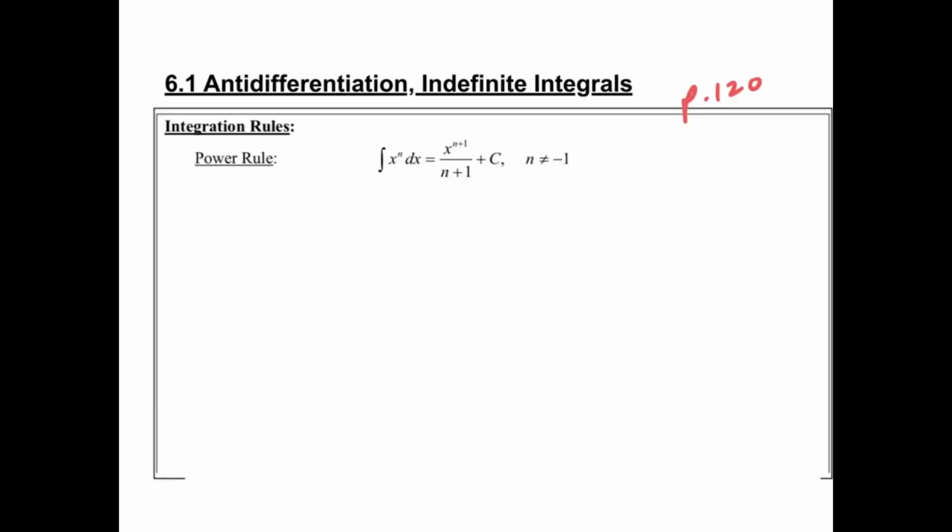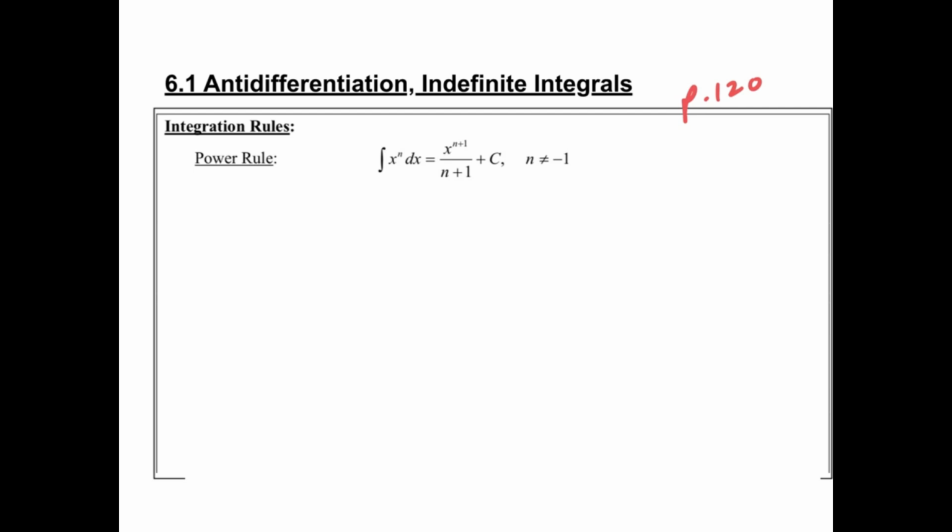This is just a general review. We're not actually going to do any problems for 6.1. This box is on page 120 in your workbook if you want to screenshot from there. I'm just going to go through all the little rules as a reminder or refresher, and then we'll start using them in 6.2.